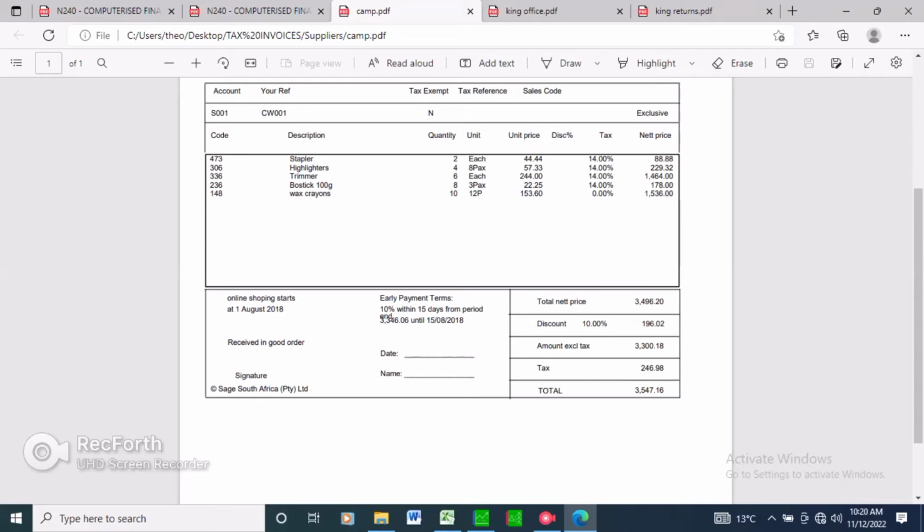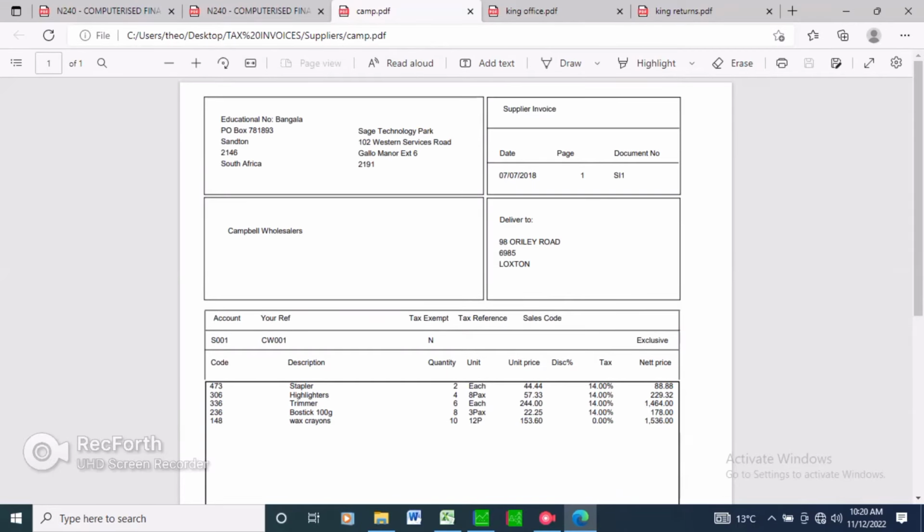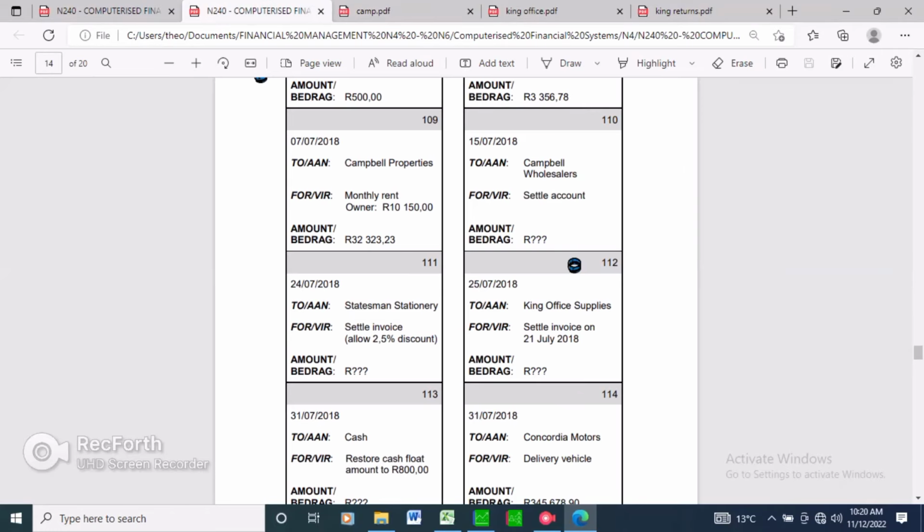And when did we pay it? We paid on the 15th. We made a purchase from Campbell Wholesalers, then we paid on the 15th, guys. Like I said, when you check the invoice and the discount, then you check whether we do have a return for this supplier's invoice. How are you gonna know whether you do have returns, guys?